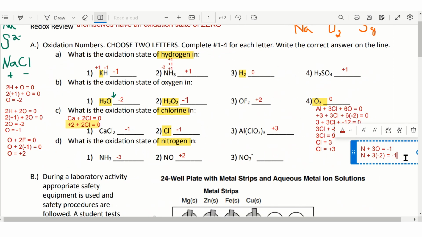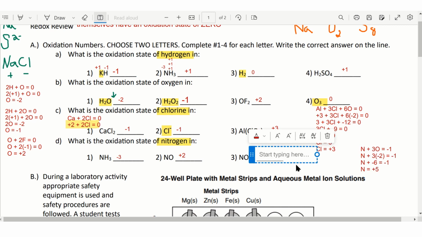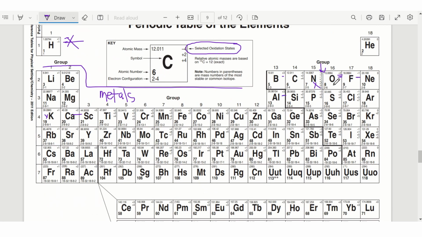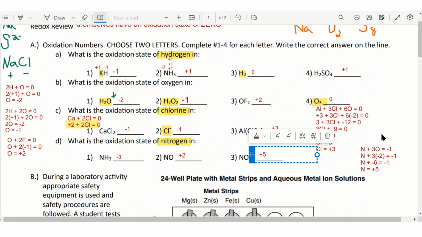Okay. So now what do I have? N plus negative 6 equals negative 1. Add 6 to both sides. So N is positive 5. So positive 5. Let's check the periodic table. And look, that one is an option. Like nitrogen has so many. So that one is an option.